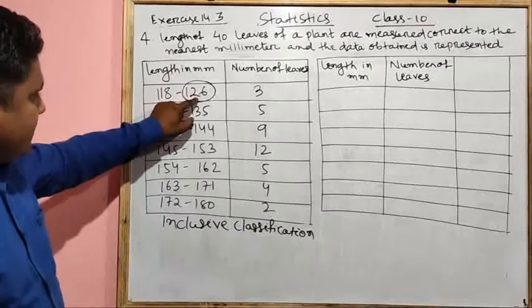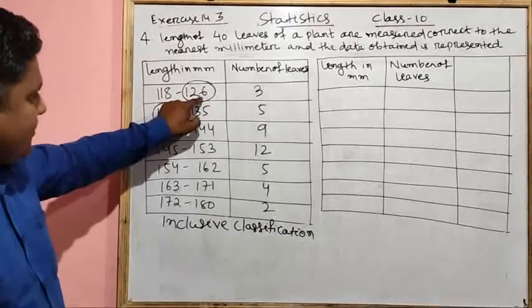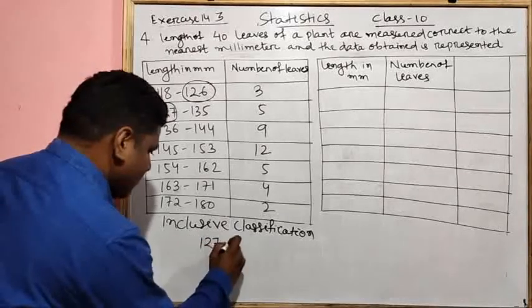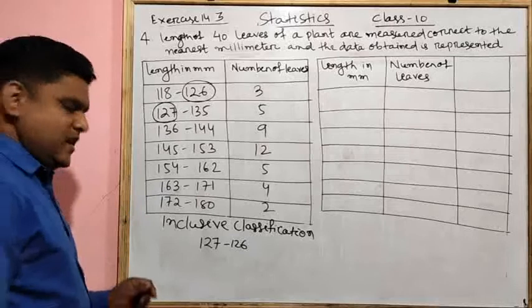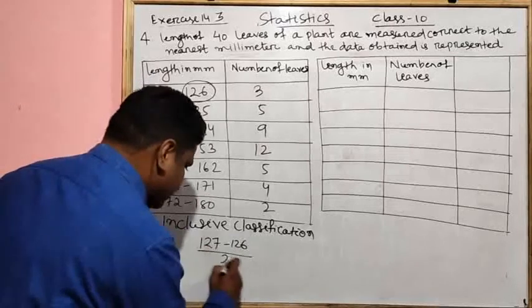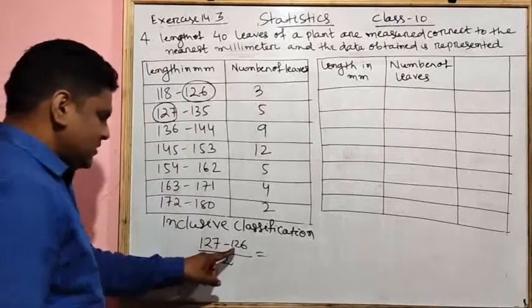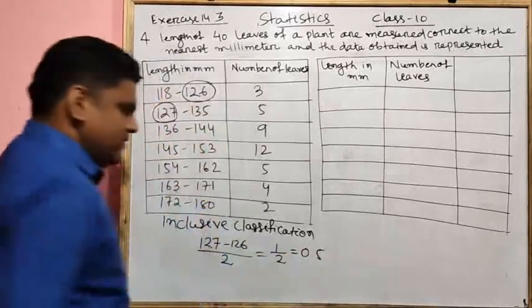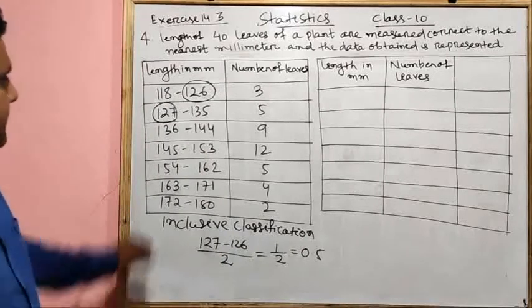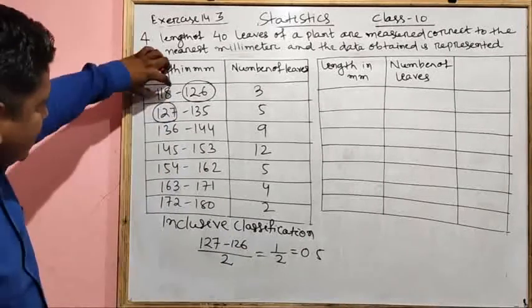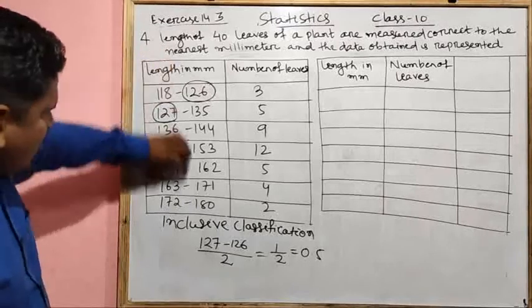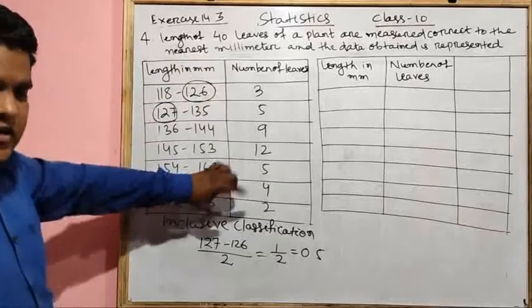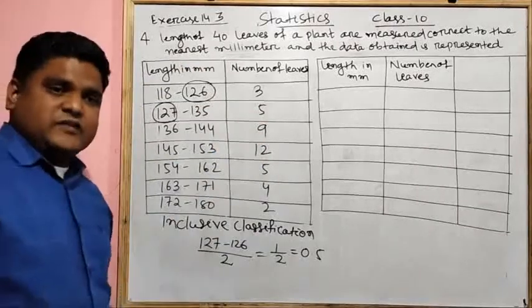That is, the difference between this lower limit and upper limit is 127 minus 126, divided by 2. Half of this difference: 127 minus 126 is 1, by 2, 0.5 in case of decimal. So we have to subtract 0.5 from all lower limits and we have to add 0.5 with all upper limits so that we will get an exclusive classification.